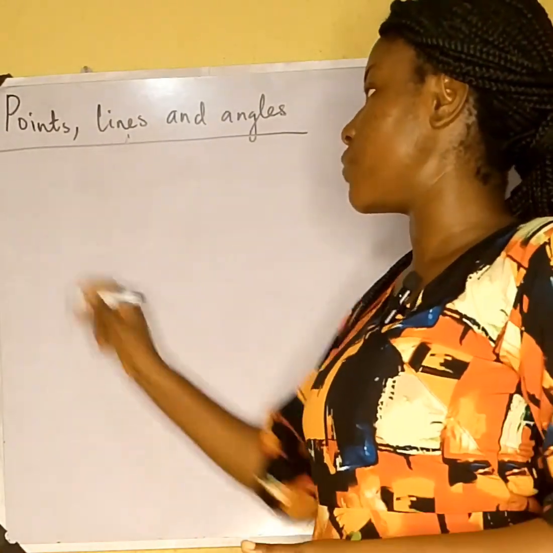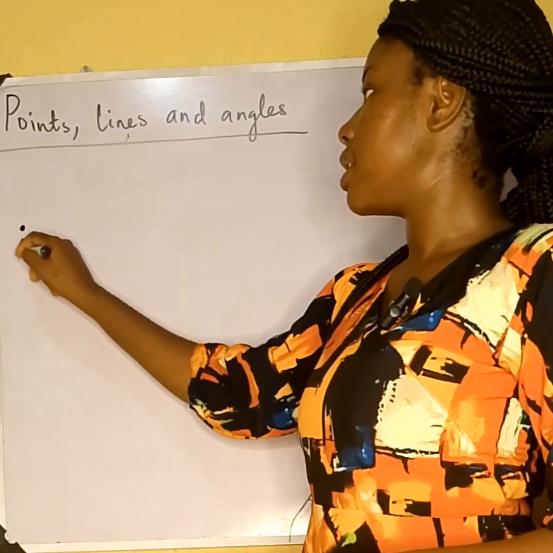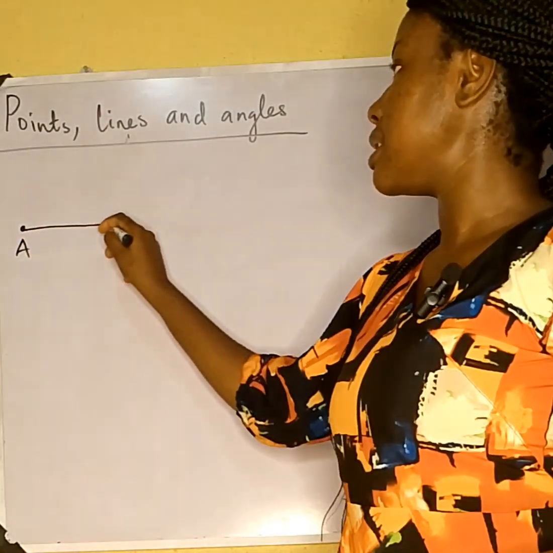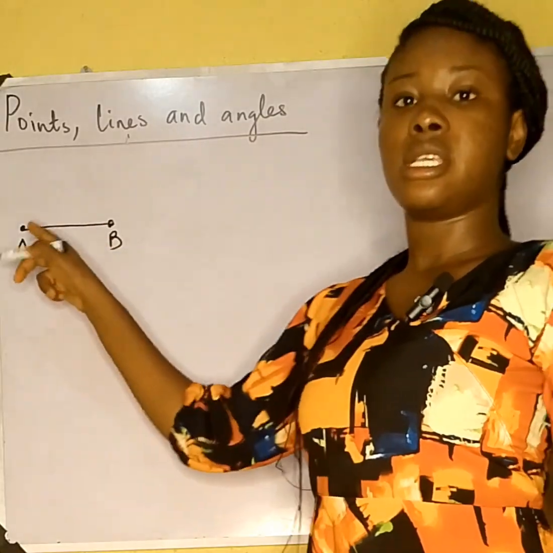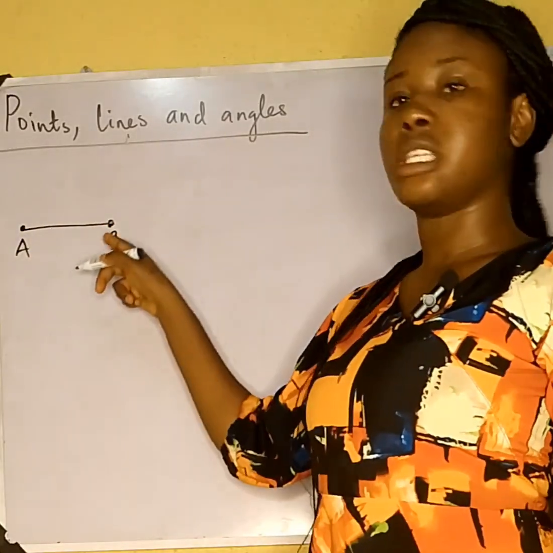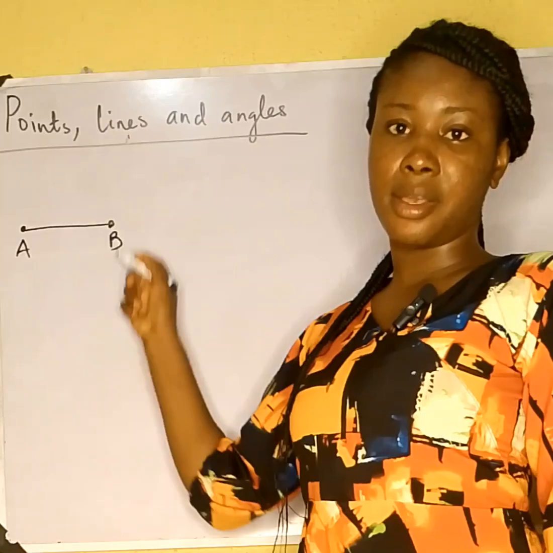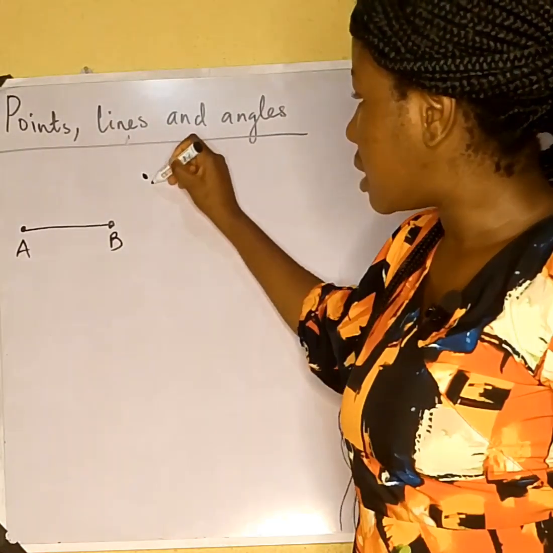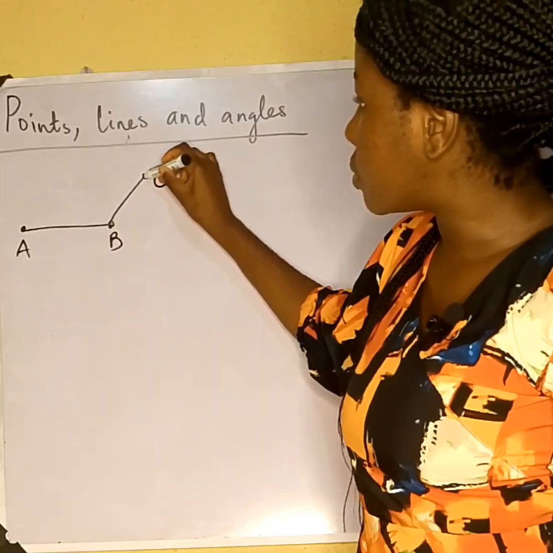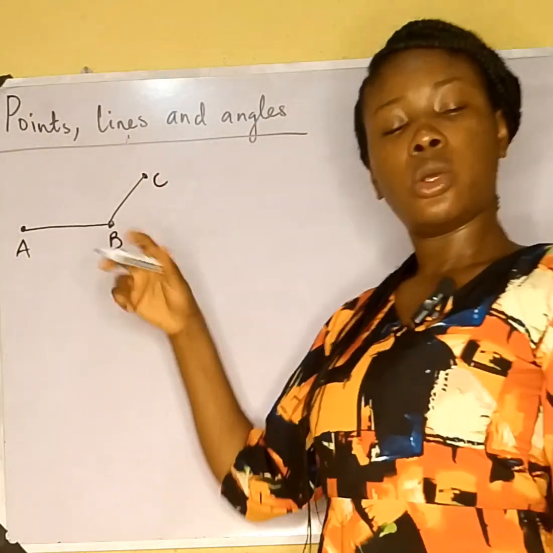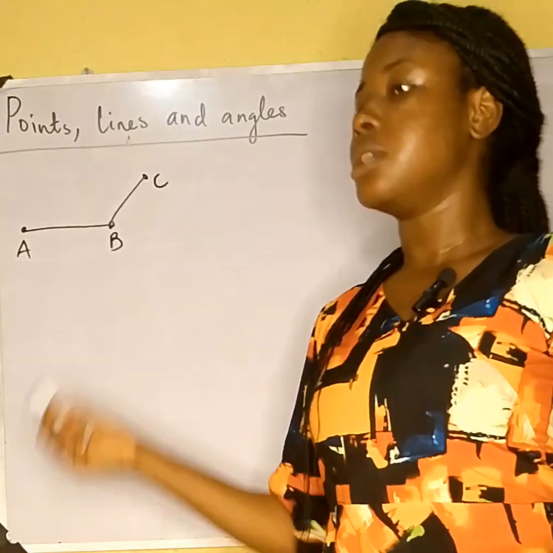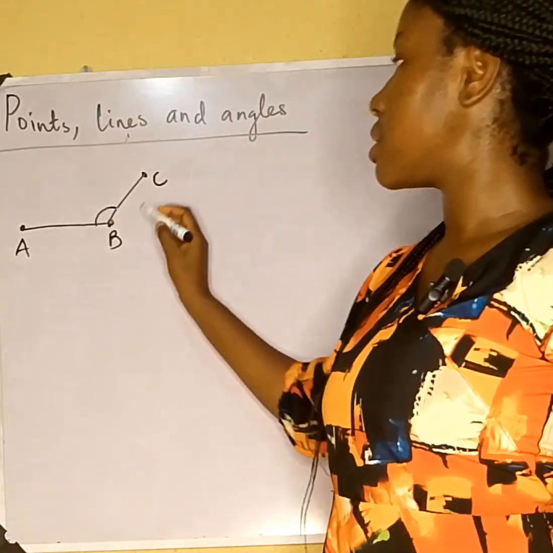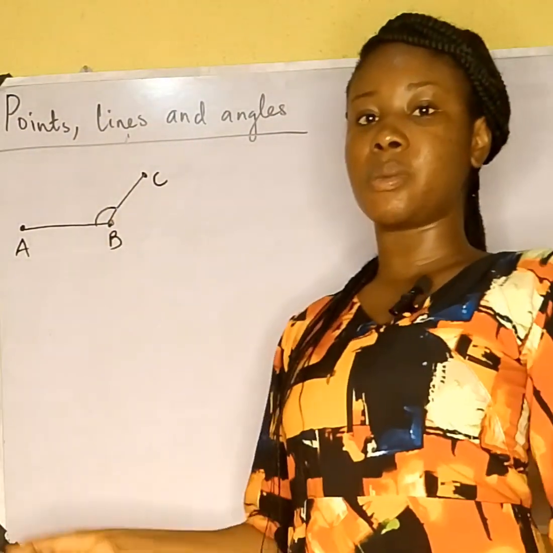First of all, we said if we have a point A and another point B, the distance between these 2 points is a line, and you can call it AB, line AB. And we said if we have a third point, let me say C, the distance between these 2 points is also a line, which we can call line BC. But we now say that an angle is formed at the point where those 2 lines meet.